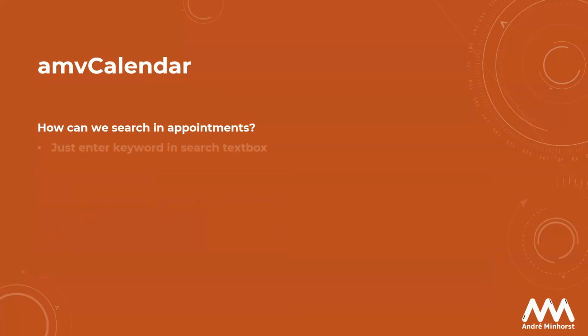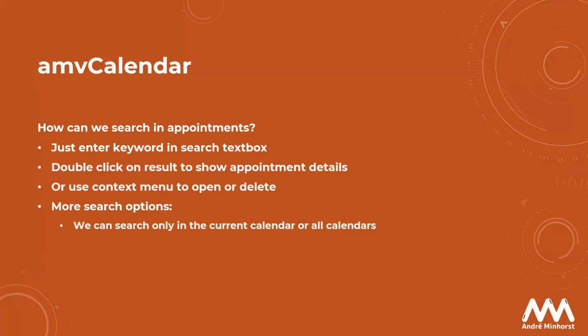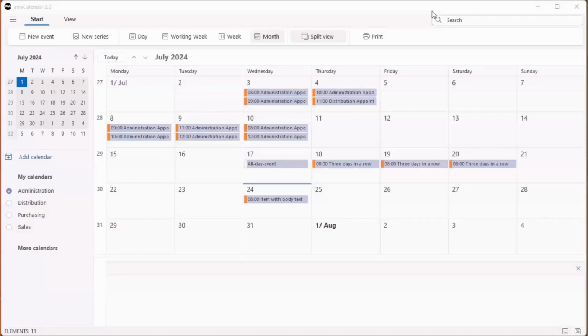How can we search appointments? We can just enter a keyword in a search text box and double click on one of the results to show the appointment details. Or we can use the context menu to open or to delete one of the entries. And we have more search options. For example, we can search only in the current calendar or all calendars. And we can search in all fields or only in one specific field, for example, in the title.